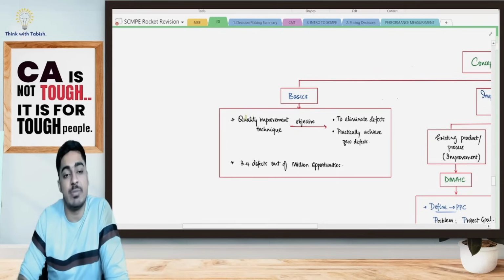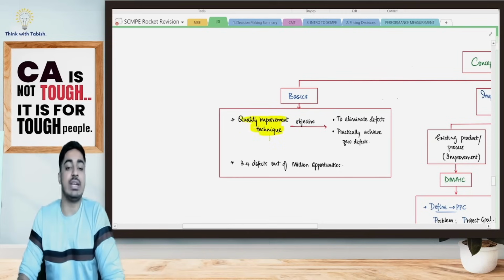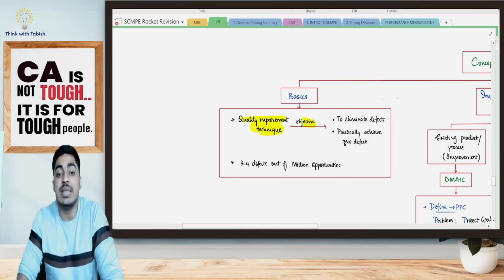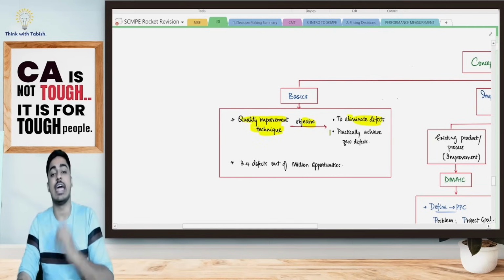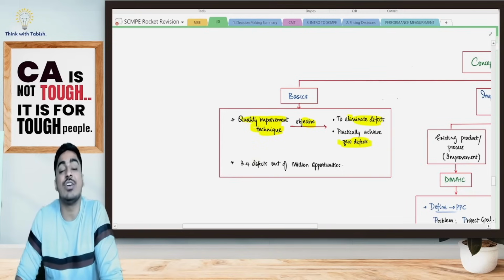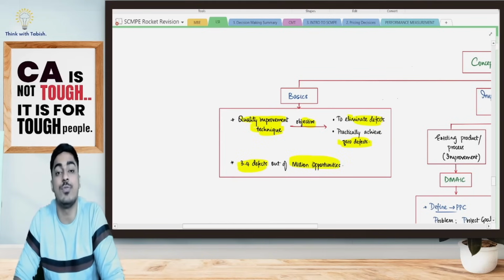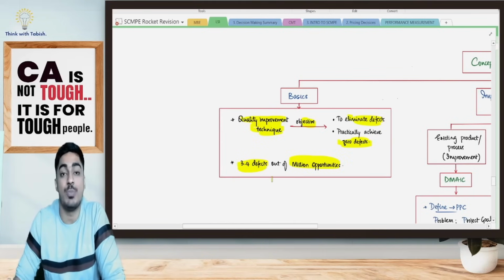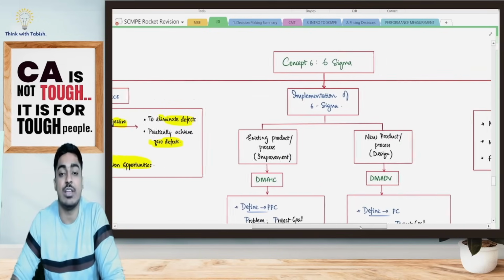What is Six Sigma, my dear students? It is a quality improvement technique whose objective is to eliminate all the defects and practically achieve zero defects. What is the numerical value of Six Sigma? It says I can have only 3.4 defects out of a million opportunities, 3.4 in 10 lakh opportunities. That is the practical value of Six Sigma.